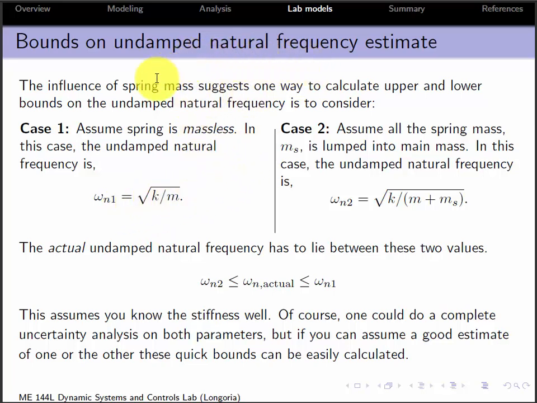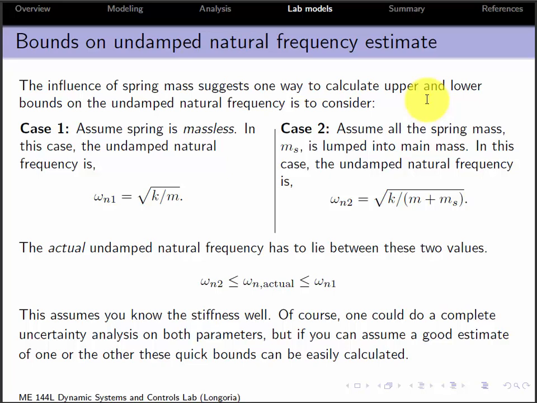So one way that you could approach this, let's say before you walk into lab, so that you feel a little bit more informed, is to maybe put some bounds on your undamped natural frequency estimate. In other words, don't focus so much on one value, because there's always going to be some uncertainty, right? So the influence of the spring mass suggests that maybe what you want to do is look at the range that you should expect. And here's just one example.